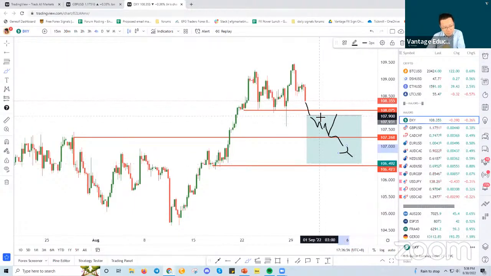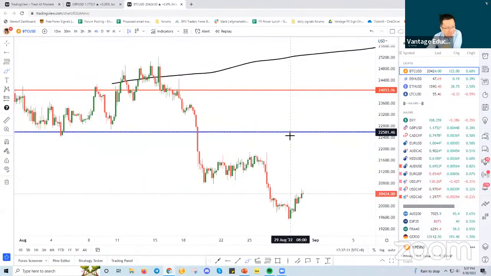to show you possible levels of partial profits where you want to close out partial trades or move your stop loss towards a break-even level. Okay, I'll do that as well on Bitcoin there.